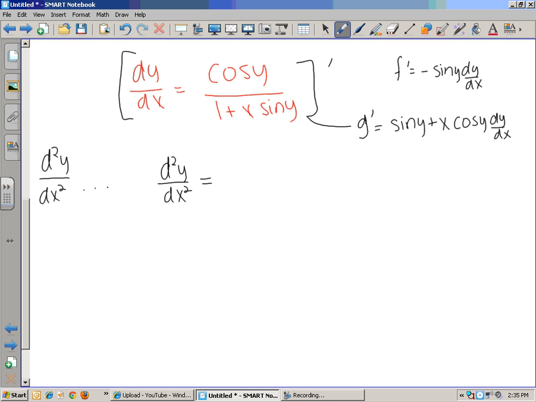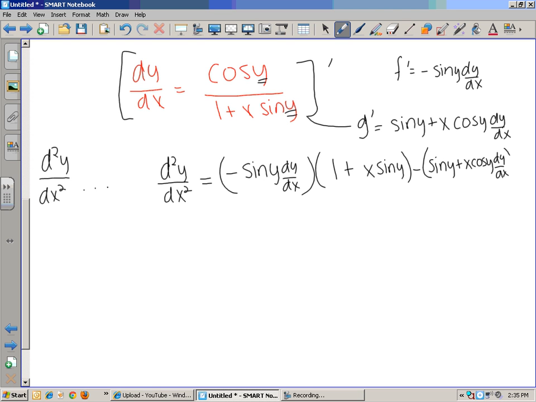Now I'm going to have the dy/dx there because anytime I take the derivative with a y in it, I'm going to have the derivative of y with respect to x component. So this is quotient rule, so I'm going to take the derivative of the top times the bottom minus the derivative of the bottom times the top all over the bottom squared.